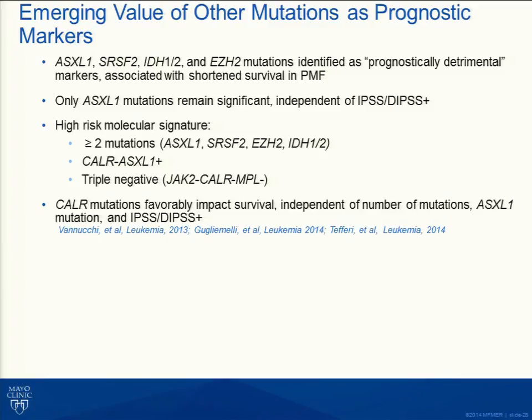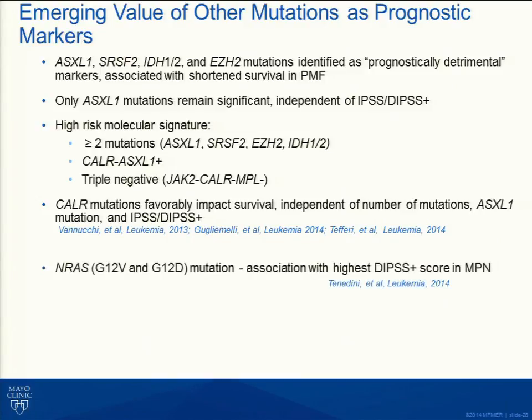Most of them are the epigenetic modifiers, like ASXL1, IDH1 and 2, EZH2. However, when they do the multivariate analysis, only ASXL1 remained significant, and an additional high-risk molecular marker identified is at least 2 mutations, a CALR negative, ASXL1 positive group. So all these 3 groups have a reported median overall survival of 2 to 3 years. Again, good prognosis in CALR.